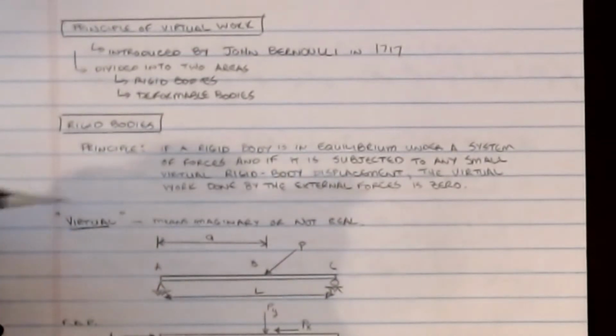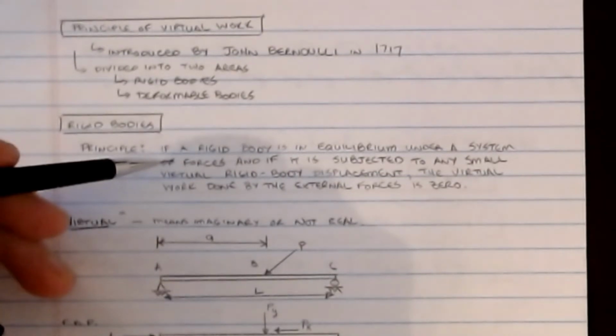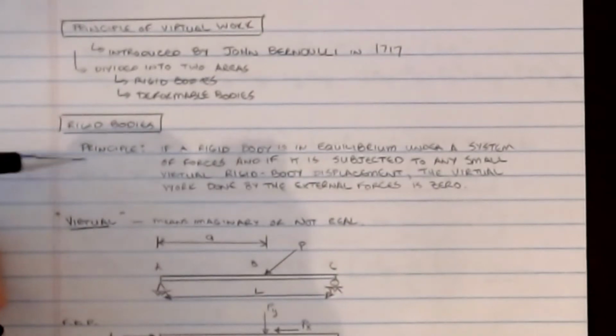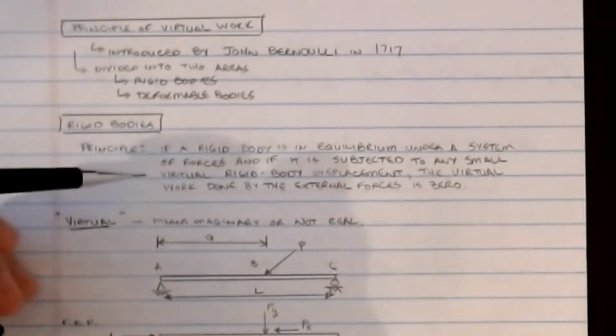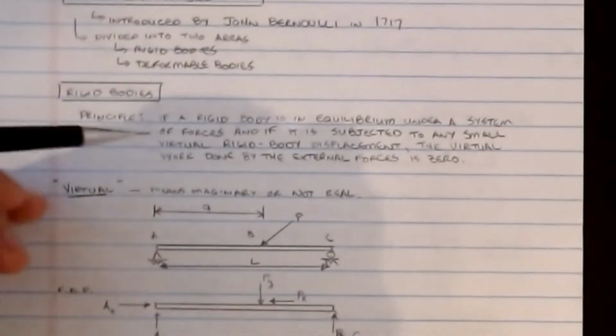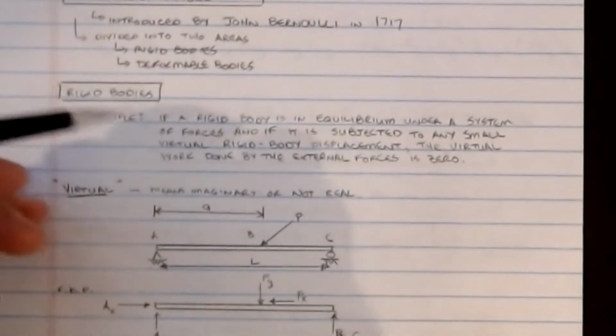For rigid bodies, the principle is that if a rigid body is in equilibrium under a system of forces, and if it is subjected to any small virtual rigid body displacement, the virtual work done by the external forces is 0. That's our basic principle: if it's in equilibrium, nothing is moving, nothing is displacing, then there should be no work done.